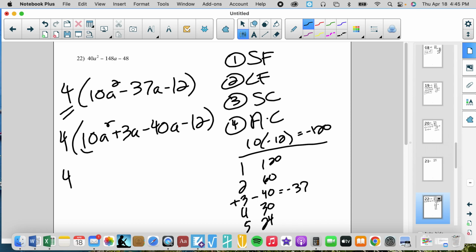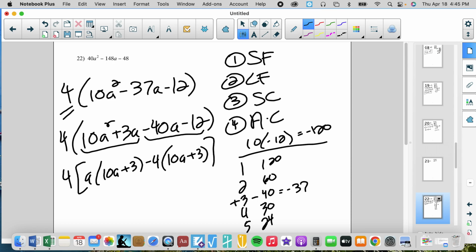Let's factor out an A, that's it. A is 10A plus 3. Factor out a negative 4, which is 10A plus 3. We get 4 times the quantity 10A plus 3 times the quantity A minus 4.